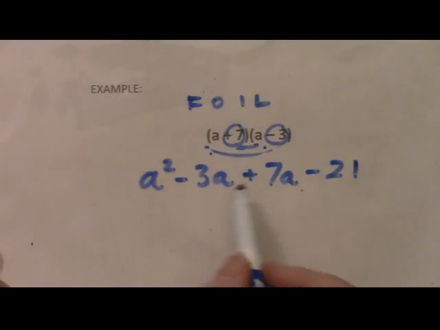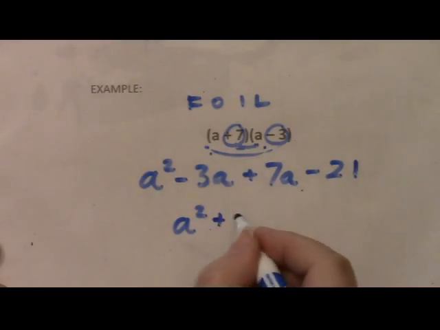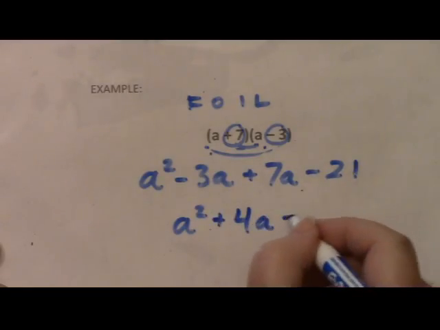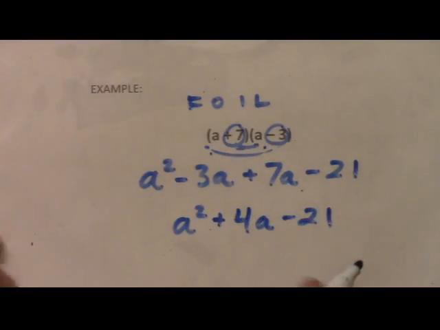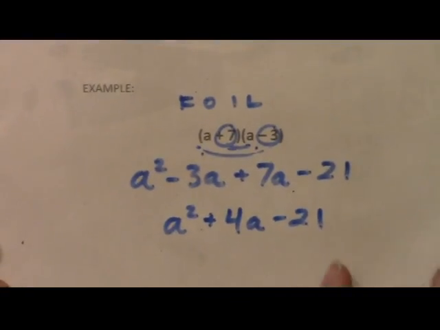And then you'll notice you're going to end up with like terms in the middle. So we simply combine those. We end up with A squared, -3 plus 7 is a +4A, minus 21. And you see now we have no more like terms and we're done. So that is multiplying using FOIL. We're going to do some practice now.